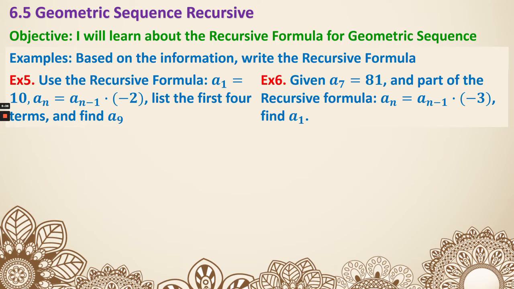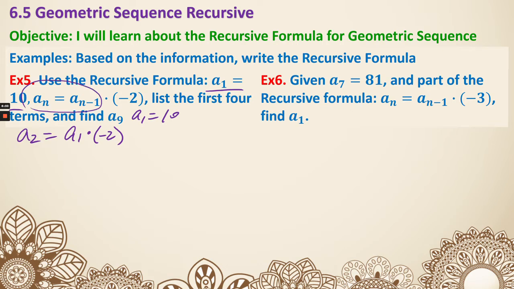Next, example 5. Use a recursive formula, list the first 4 terms and find a sub 9. This is exactly the same as what we have learned in 6.2, where we actually did this for the arithmetic sequence. So let's have a look. a sub 1 is already given, so I'm going to do a sub 2. a sub 2 equals a sub 1 times negative 2.